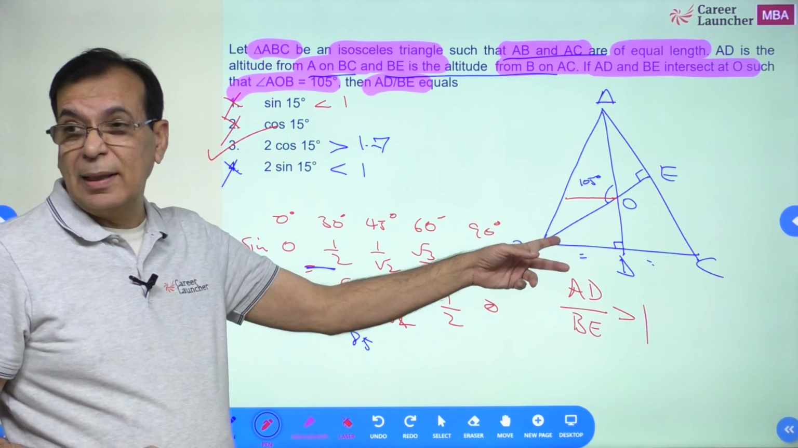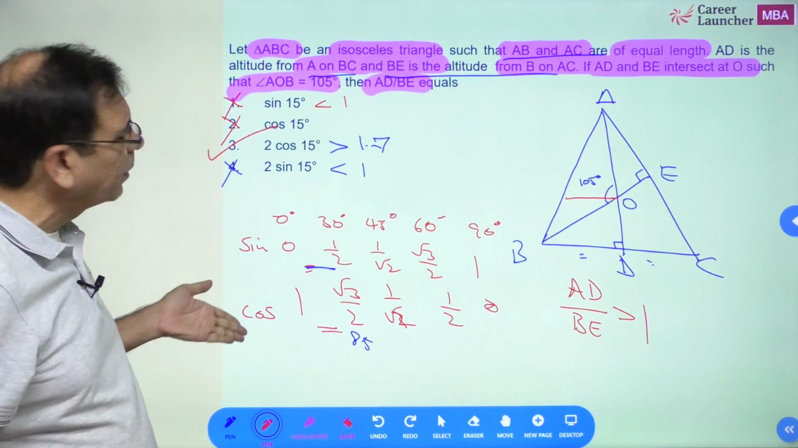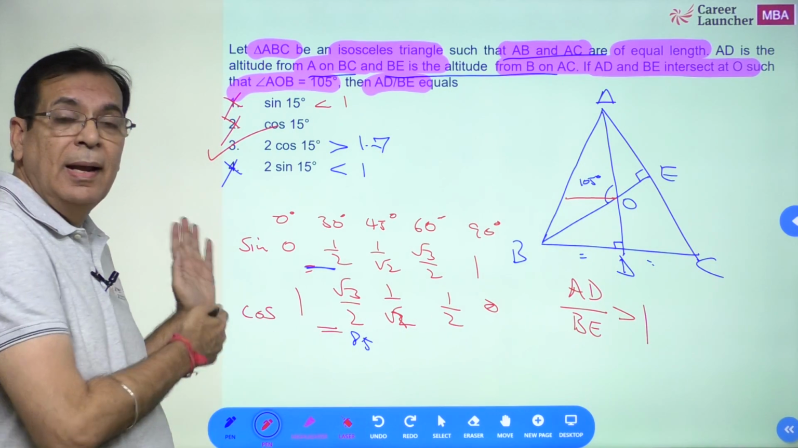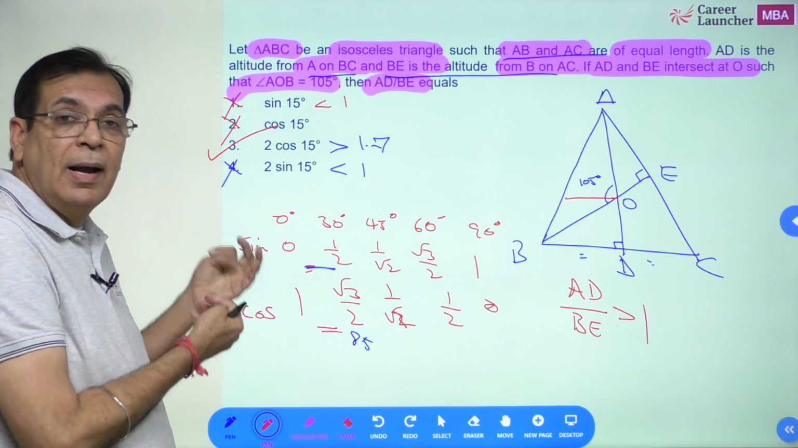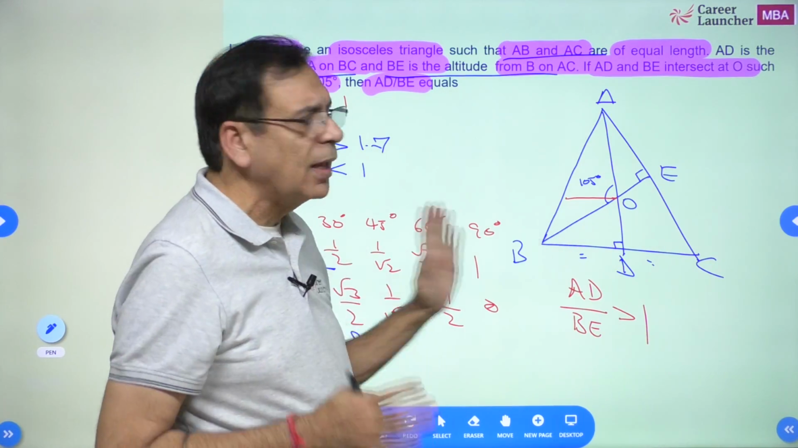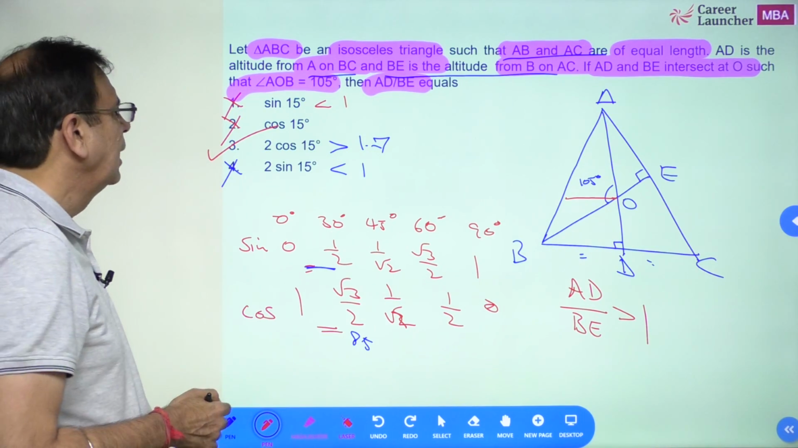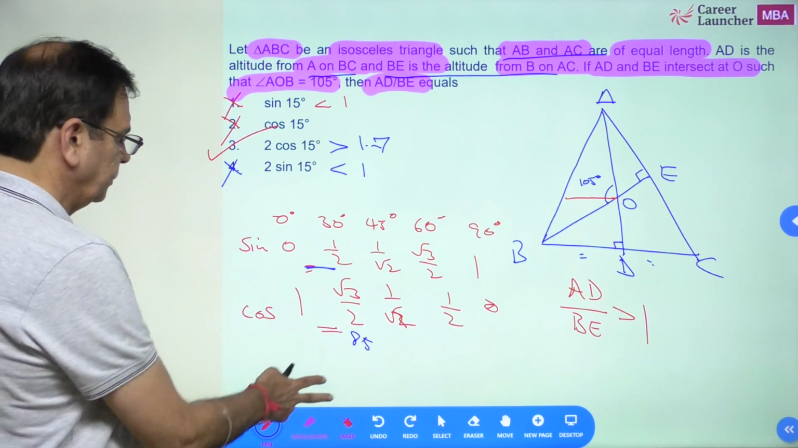I don't know how to solve this at all. I don't know how to do it, but all I am doing is using these choices because the choices are there, and using my common sense and logic and the data which I have, I can eliminate. Visually, I can see my answer has to be greater than 1. If my answer has to be greater than 1, only one choice satisfies. Hence, that has to be the answer.